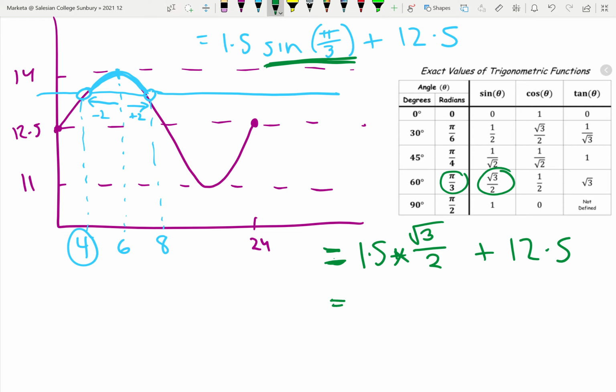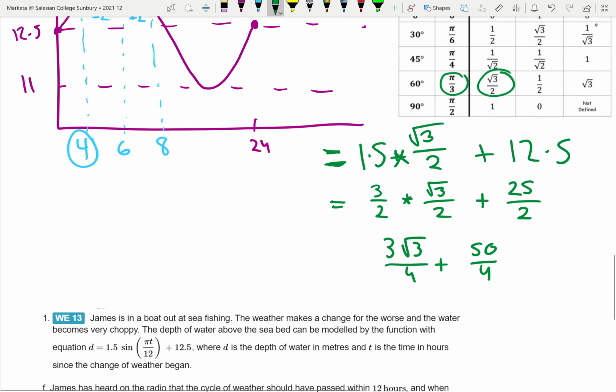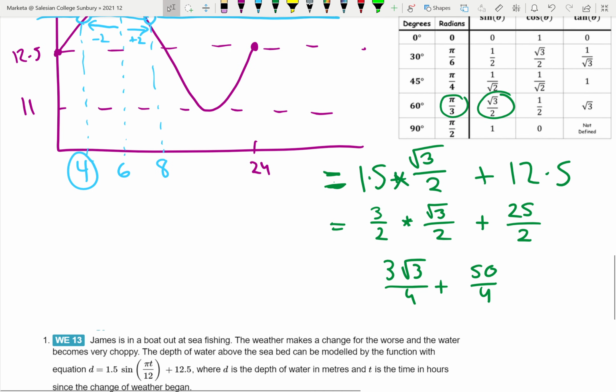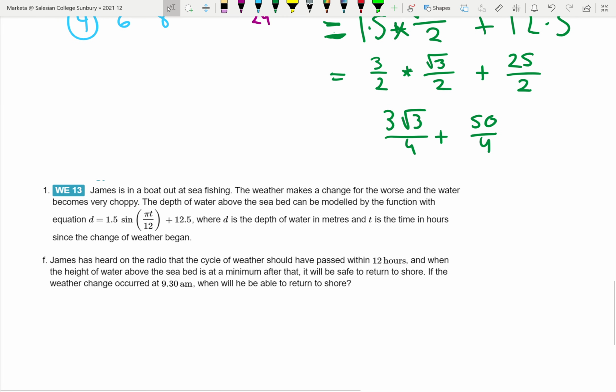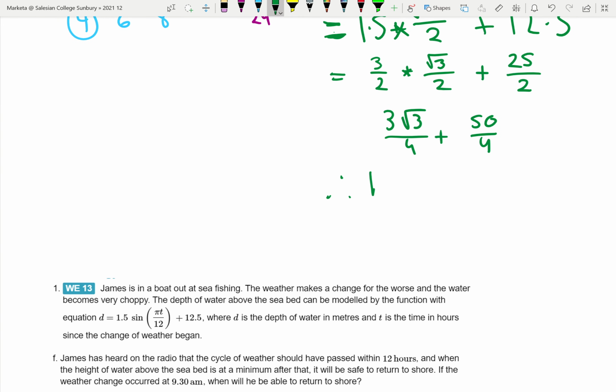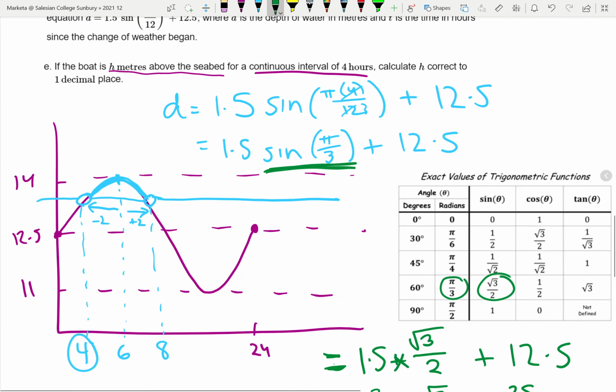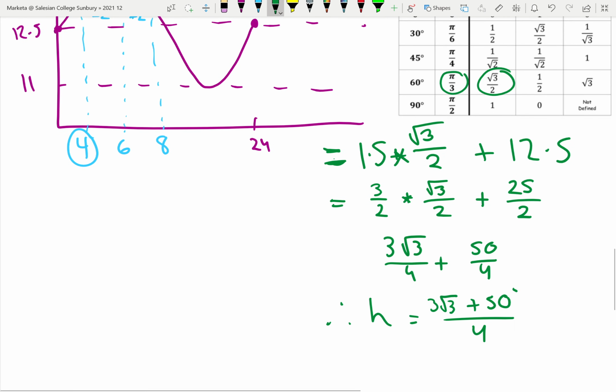So let's see, 1.5, which is 3 on 2, times root 3 on 2, plus, what's that, 25 on 2. So it's going to be 3 times root 3 is 3 root 3 on 4, plus 50 on 4. So I've just done a common denominator there. So I can say that h, let's move this down a bit, h is going to be 3 root 3 plus 50 on 4. And h, remember that we're measuring it in meters. So I can say meters. So that would be my exact solution there.